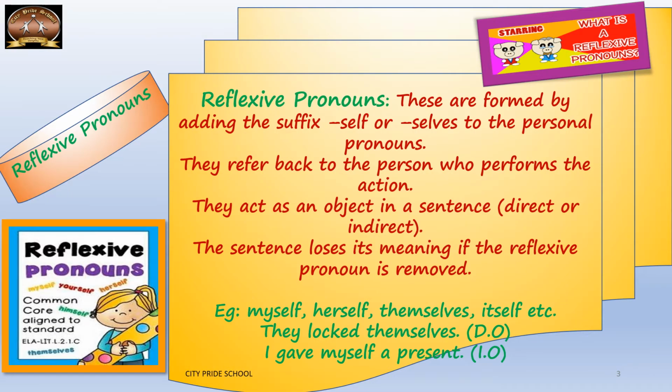Next we have reflexive pronoun. You have to be very attentive here. Reflexive pronouns are very simple. When you add the suffix self or selves to personal pronouns, then you have reflexive pronouns like himself, herself, themselves, yourself, etc. All these words are reflexive pronouns. But the important part is, if you remove a reflexive pronoun from a sentence, then the sentence loses its meaning. And they never ever act as a subject in a sentence. They always act as an object in a sentence. It can be a direct object, it can be an indirect object.